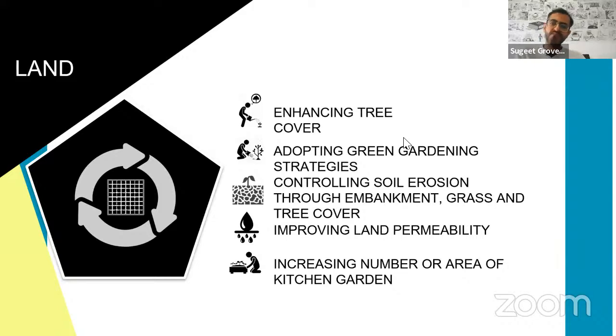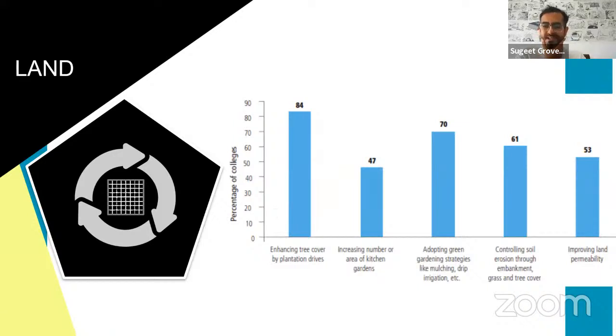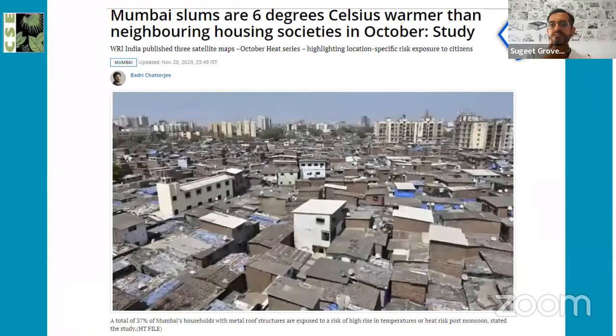So, in fact, most people said it's answer number 1, which they are more likely to adopt, which is enhancing tree cover by plantation drives. The second most received answer was adopting green gardening strategies like mulching, drip irrigation, etc. So let me start by understanding how green gardening strategy actually helps. Looking at this image, we know that this area has a 7-degree higher temperature as compared to the rest of the city.